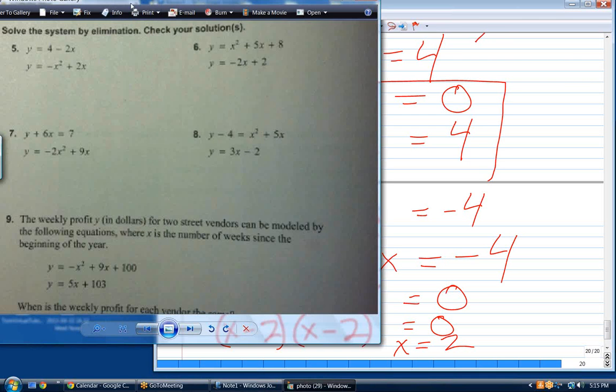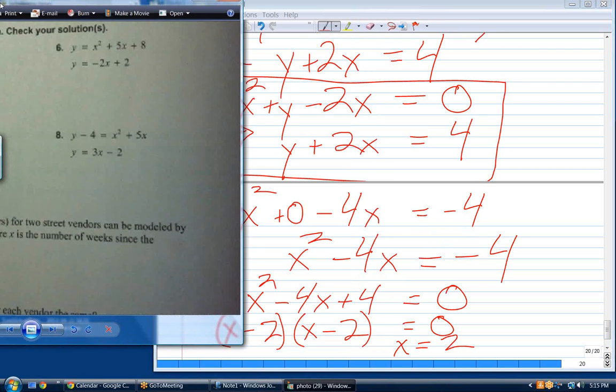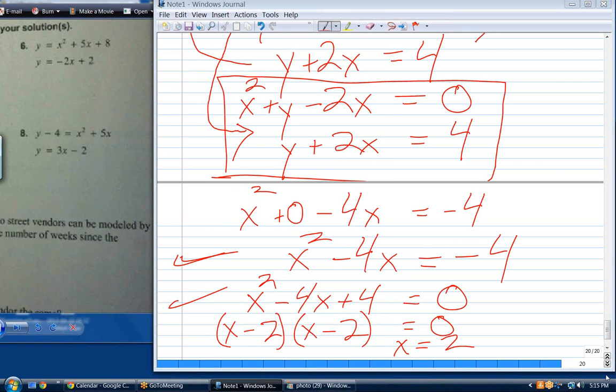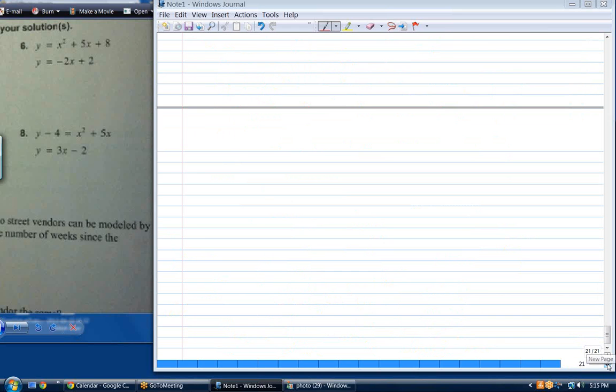All right, let's do another elimination because I kind of didn't give you very good instructions on that. Remember that to solve by elimination, we want the thing in this kind of format. So what do I have to do to this first equation to get it in that format?